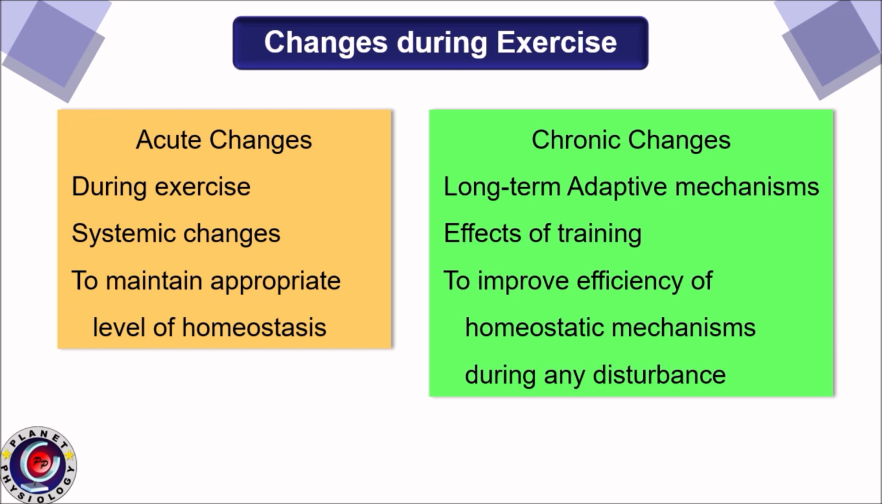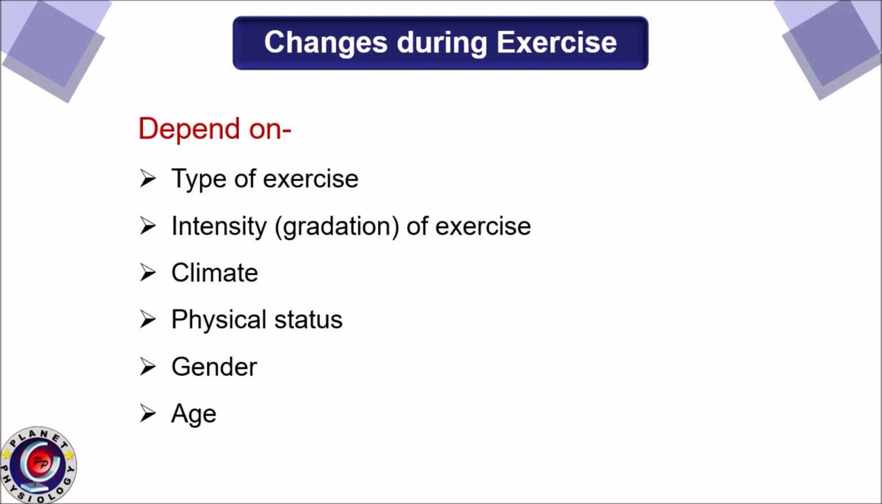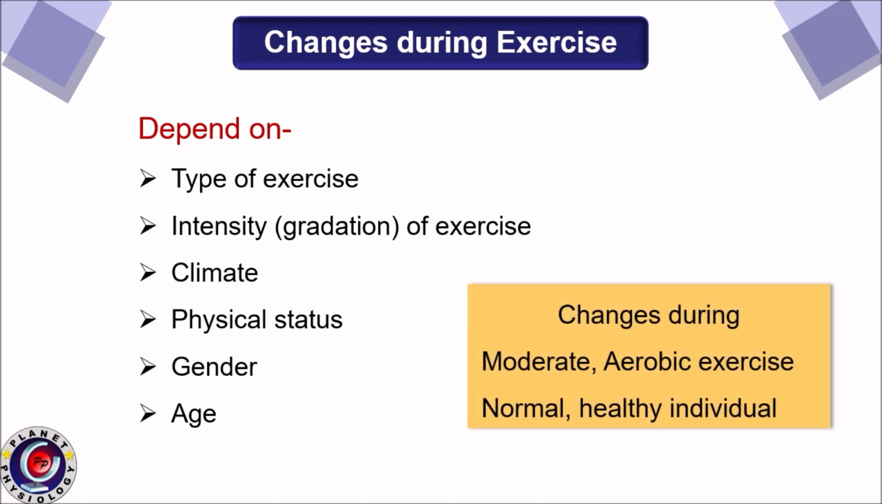These adaptive changes are directed to improve efficiency of homeostatic mechanisms during any disturbance. These changes during exercise depend on type of exercise, gradation of exercise, climate in which exercise is performed, physical status of an individual, gender as well as age of a person. Now, because these changes depend on type and intensity of exercise, in this session we are going to concentrate only on those changes which will take place during moderate aerobic type of exercise in a normal healthy individual.